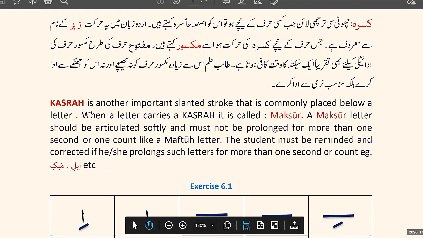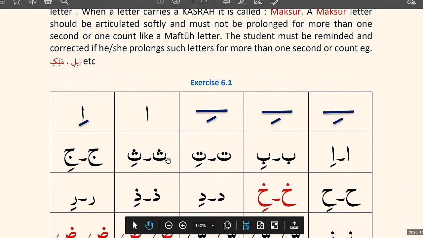Kasra is another important slanted stroke that is commonly placed below a letter. When a letter carries a kasra, it is called maksur. A maksur letter should be articulated softly and must not be prolonged for more than 1 second or 1 count, like a maftu letter. The student must be reminded and corrected if he or she prolongs such letters for more than 1 second or count. For example, ibili, miliki. Okay, that's fine. Thank you so much.